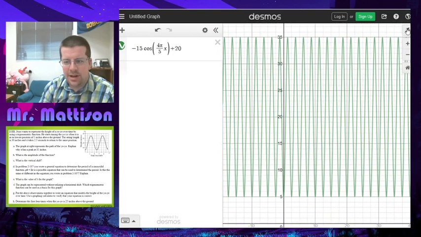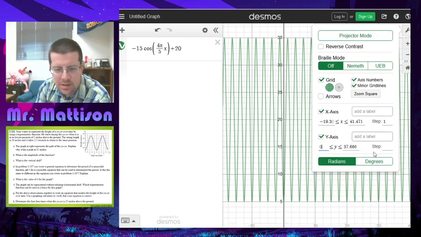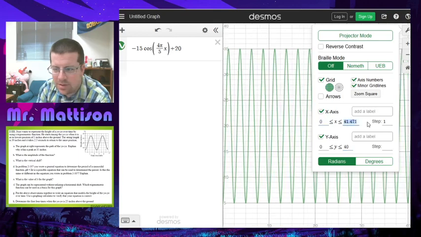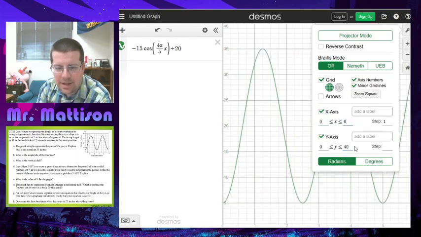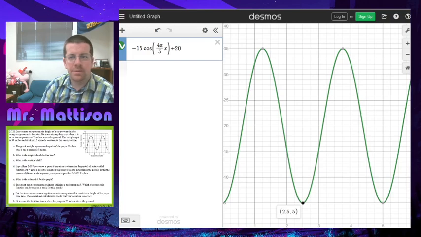Let's change this so I can see just one cycle. So they're going 0 to 40 on the y, and they're going 0 to 6 on the x. This should be what we're wanting to see. So here to here, it's a distance of 2.5, and it has all of those cycles. Awesome, we got it.